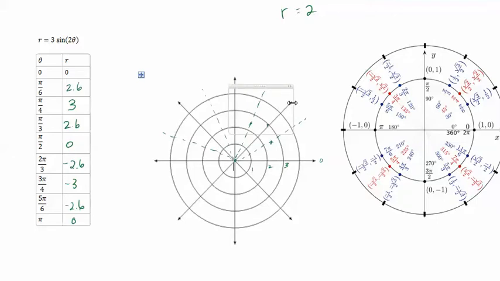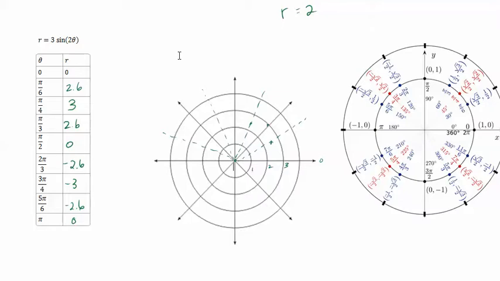So I've gone ahead and filled in this table of values, which you should do on your own. Make sure you're coming up with the right values. What we're doing is just saying 3 times sine of 2 theta. So if my theta is pi over 6, for example, actually what I'm typing in my calculator is 3 times sine of 2 pi over 6, or pi over 3.